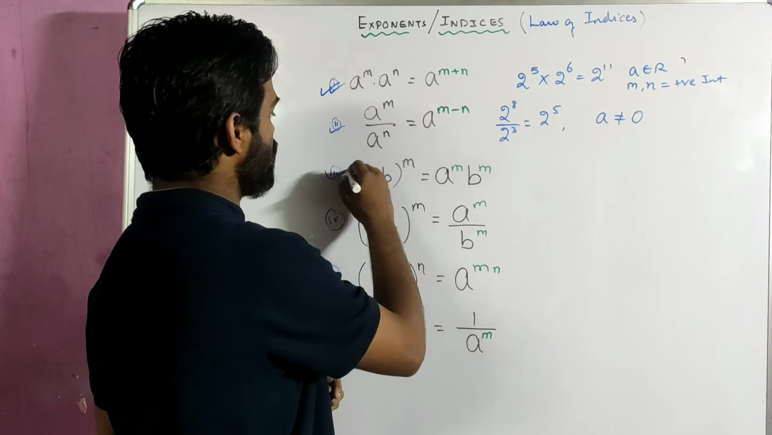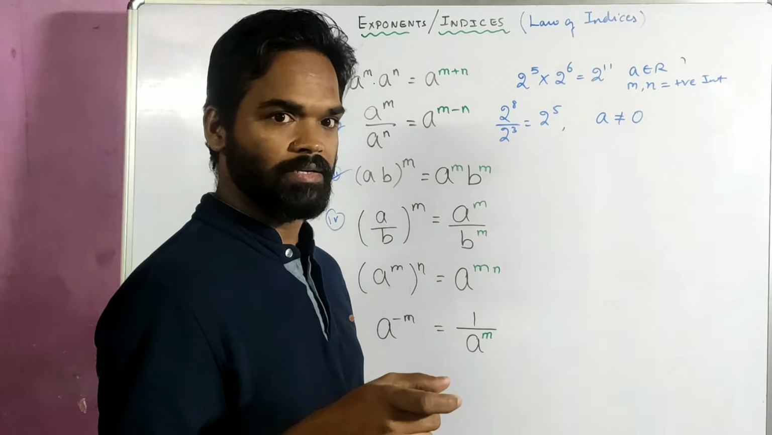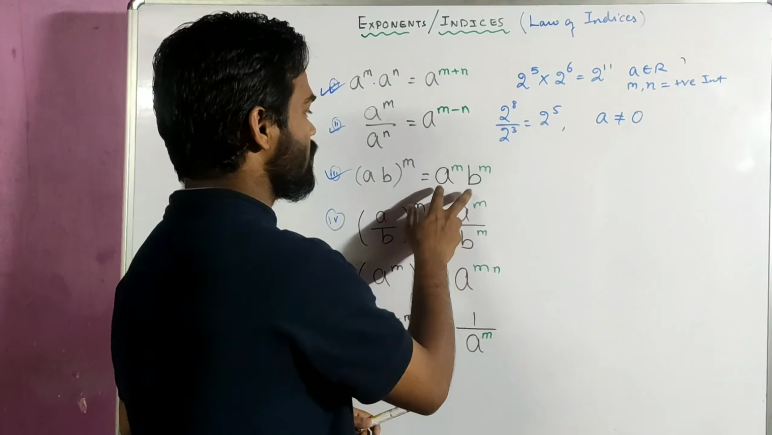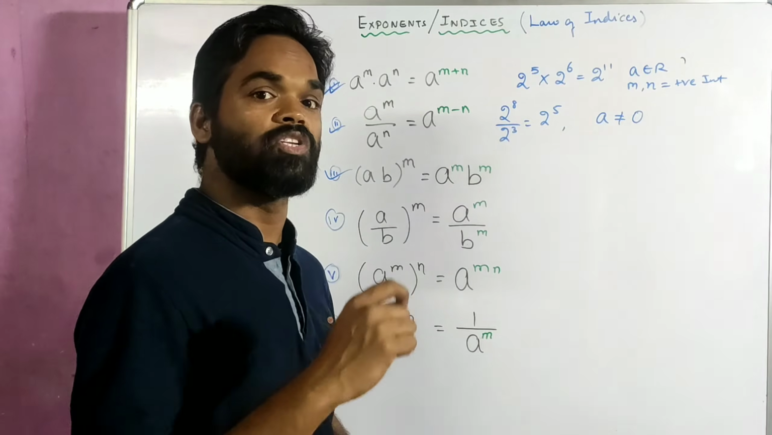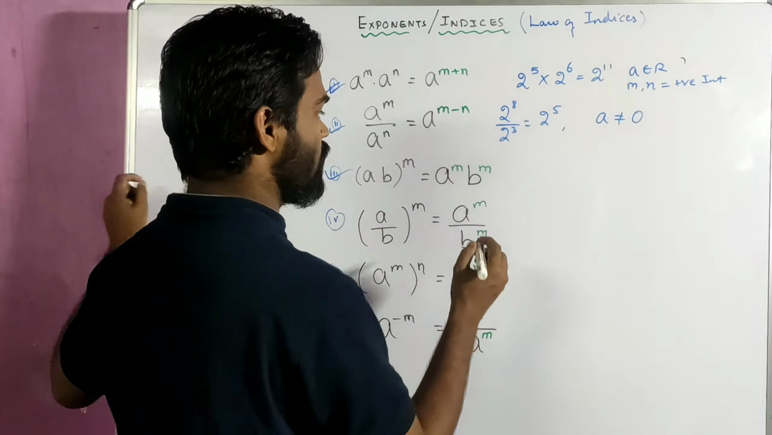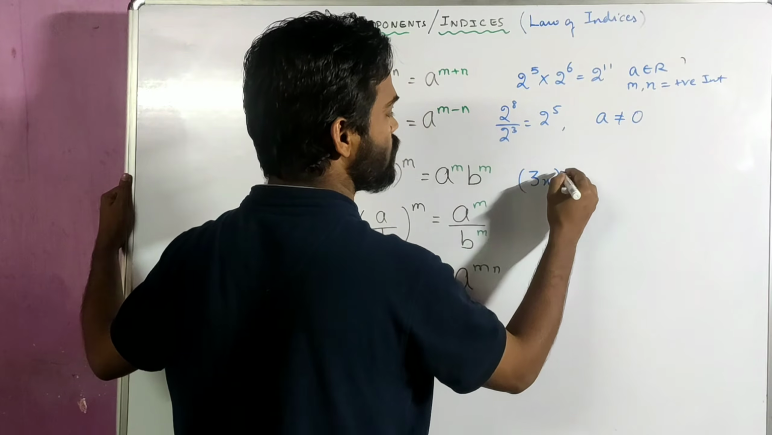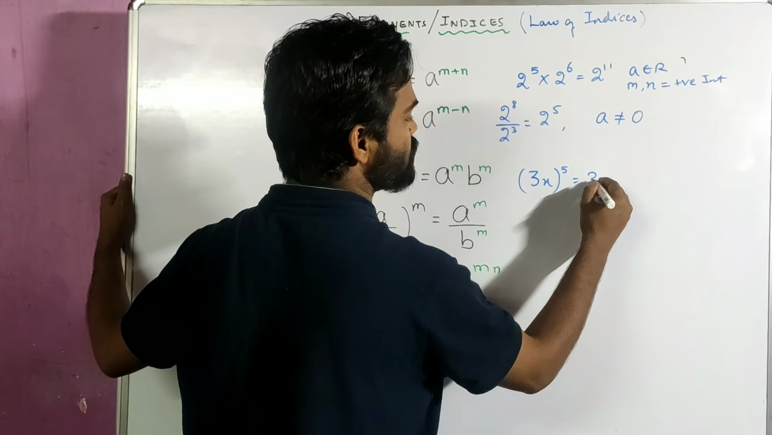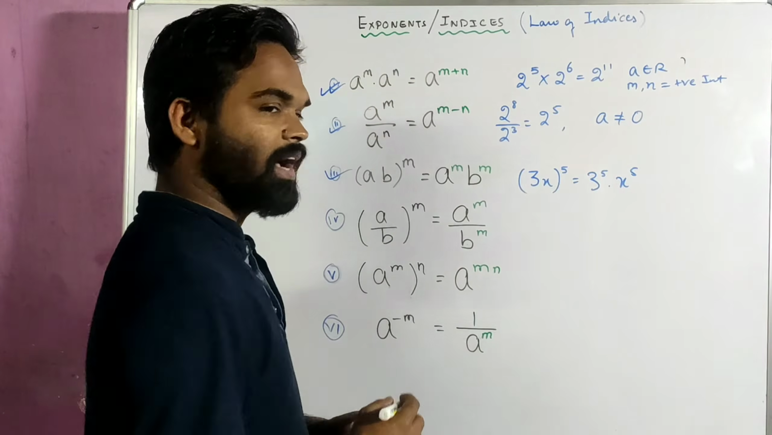Now look at the third one, which says the product of two factors raised to the power m. When we simplify it, it becomes a to the power m multiplied by b to the power m. The exponent goes to each and every factor. What do I mean? For example, you have 3x to the power, suppose 5. So this simplifies, gives us 3 to the power 5 multiplied by x to the power 5.